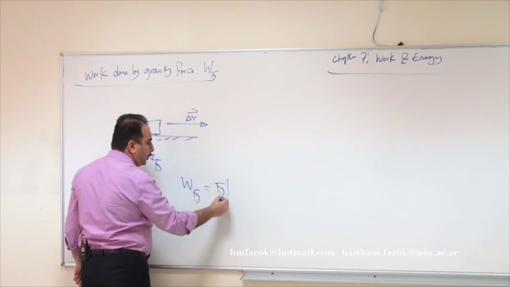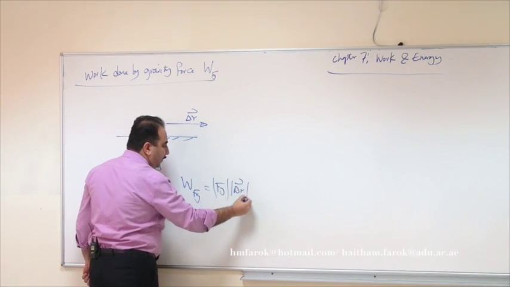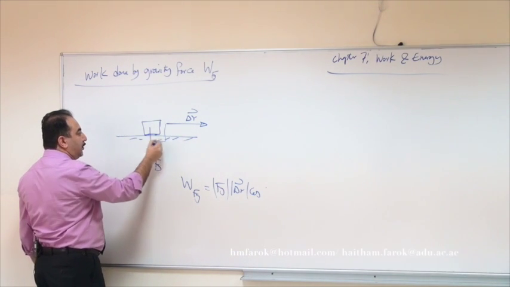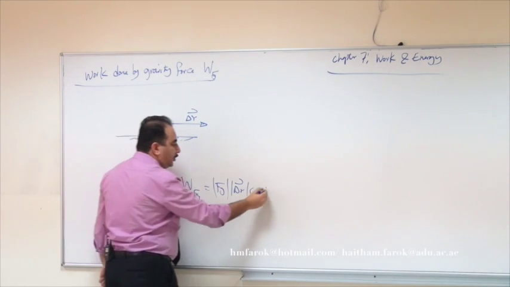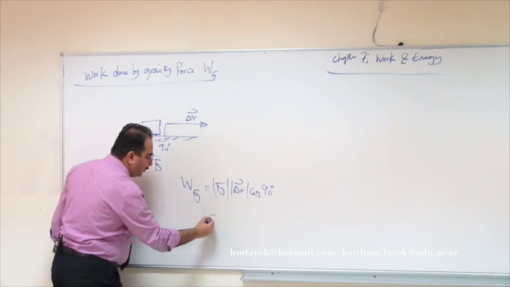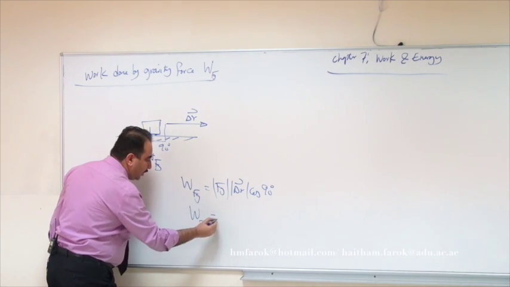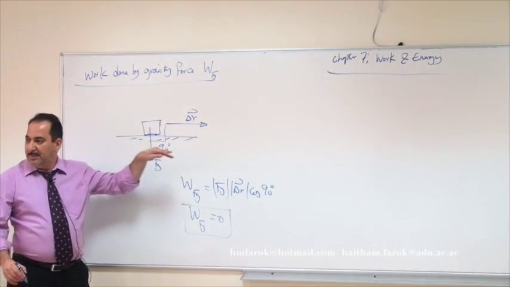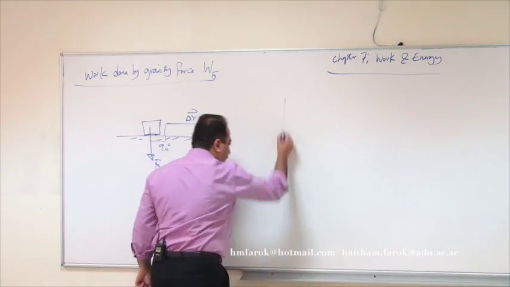Fg, displacement, cosine the angle between the displacement and Fg. How much is it? 90. Cosine 90 is 0. So there is no work done by the gravity force if the object moves on a flat surface. Yes, this is case number 1.